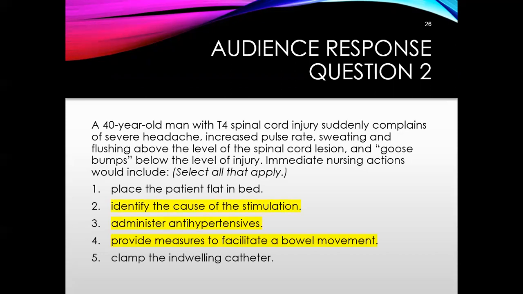Correct answer is 2: identify the cause of the stimulation, what's going on, administer antihypertensives to reduce blood pressure, and provide measures to facilitate a bowel movement to reduce intracranial pressure caused by straining.